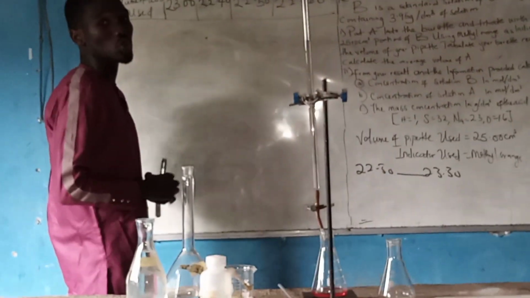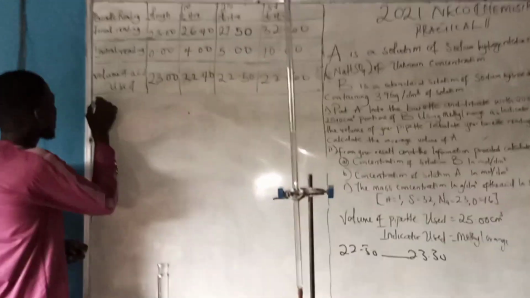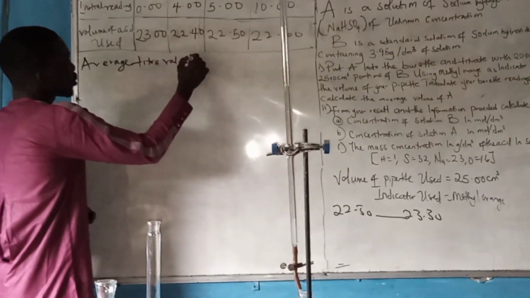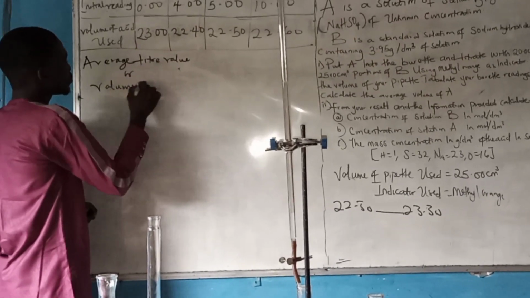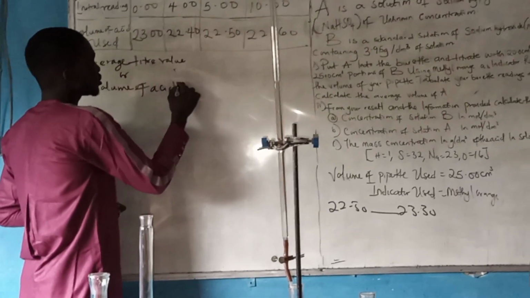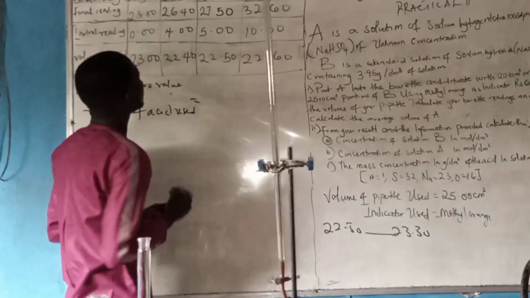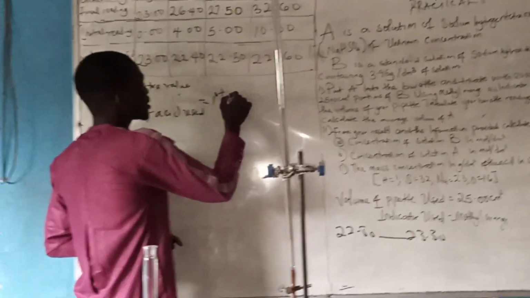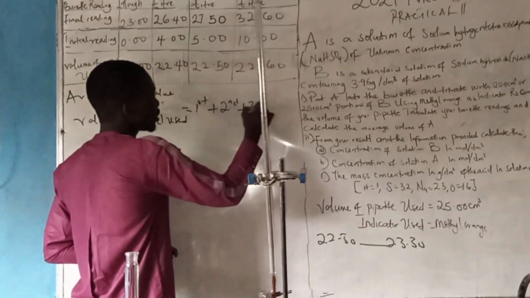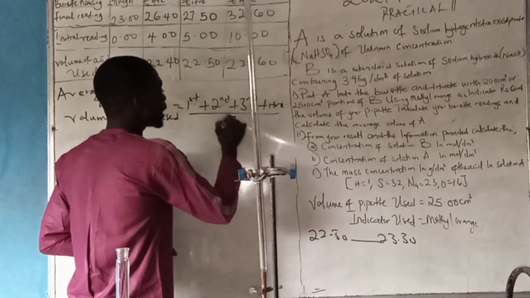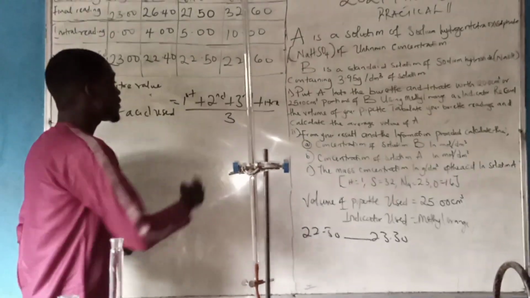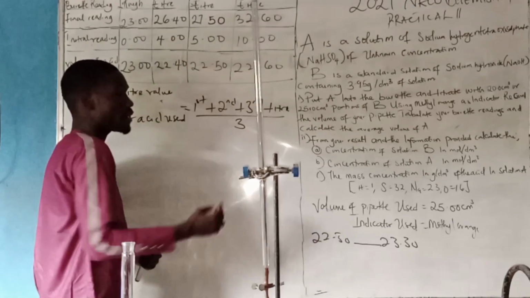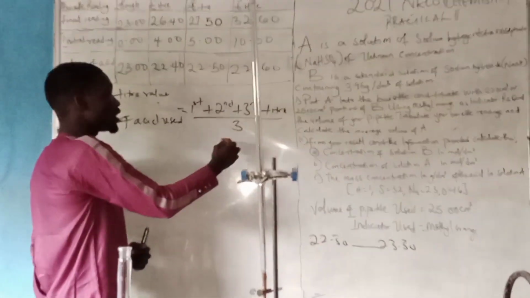The first thing to calculate is your average titer value, or average volume of acid used. So how do we calculate that? We have three titer values here. The rough titer value is exempted. So we say first titer plus second titer plus third titer divided by 3. The reason why we divide by 3 is because we are using three different titer values. If you are only using the first and second titer, it will be first titer value plus second titer value divided by 2.